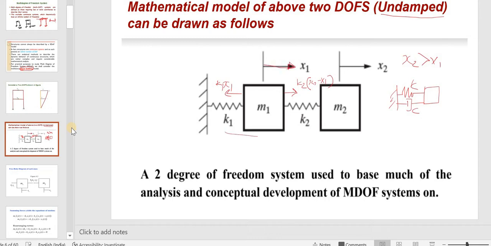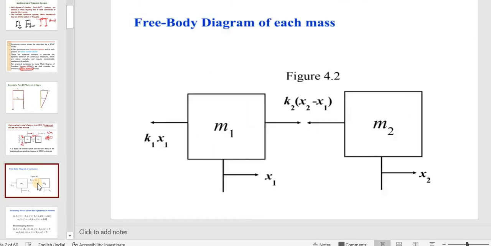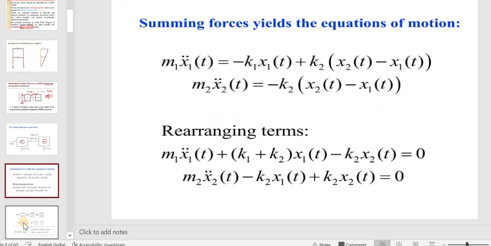Therefore, according to Newton's second law, according to D'Alembert's principle, there will be another force, that will be m1 x1 double dot. That is mass times acceleration. So similarly, I can draw these figures. Okay. So this is a free body diagram of m1. This is a free body diagram of m2. Now I am just equating the forces. So if I equate the forces, I will get m1 x1 double dot plus... So I will be getting two equations like this. These are things which we discussed in the class only.